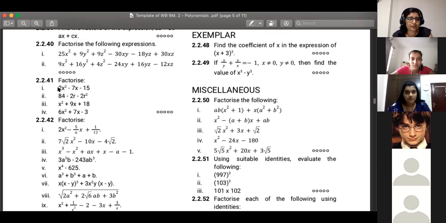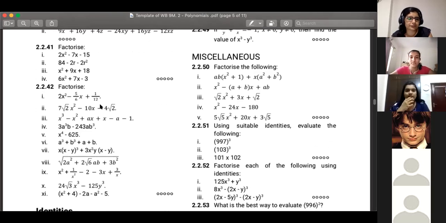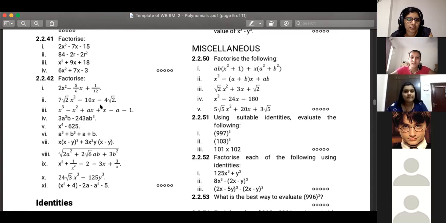Like the first one, you have 2x squared minus 7x minus 15. It's not fitting a square plus 2ab plus b square, right? This is an odd number. So the identity won't fit. That gives you a clue that, okay, I have to use splitting the middle term. So that's how you use your judgment to do it.